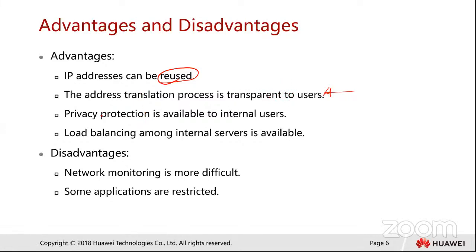Also, network address translation helps us to hide our internal topology or our internal network. So there's privacy protection available to our internal users, because if a hacker comes out there to see what you're doing online, they don't know, because even the address they are seeing has been translated. It's not actually the real address that you're using on your computer. So there's some kind of privacy protection available to the internal users. And load balancing among internal servers is also available.